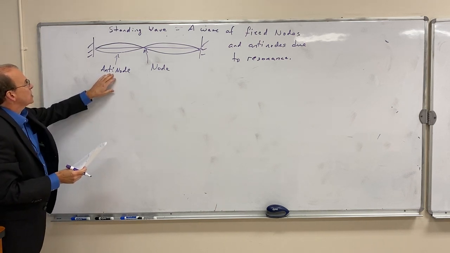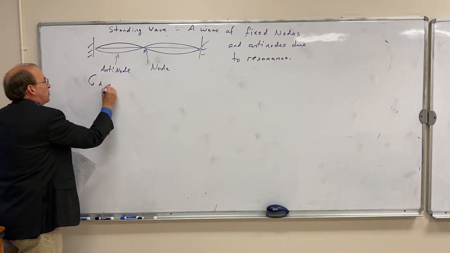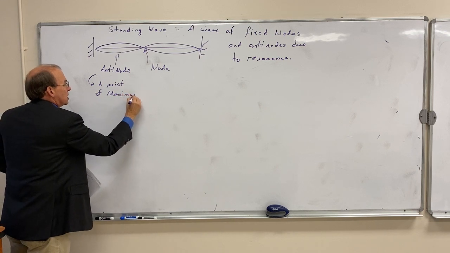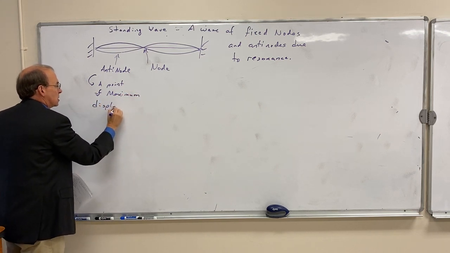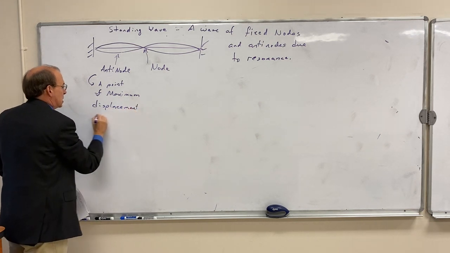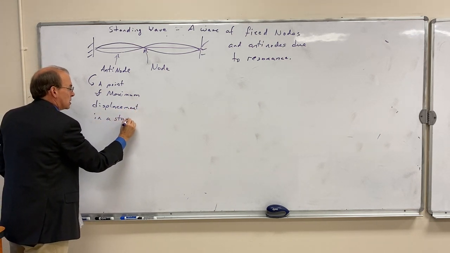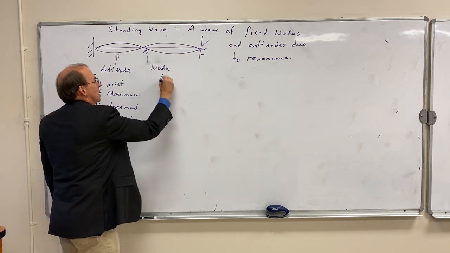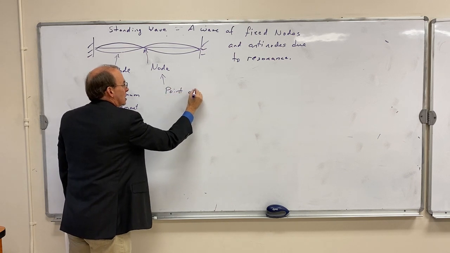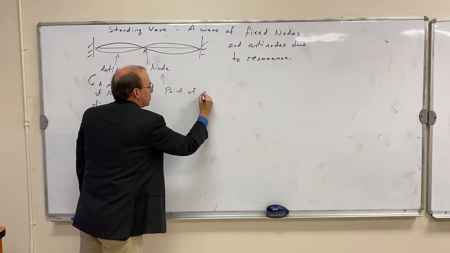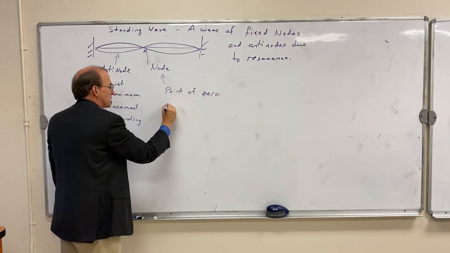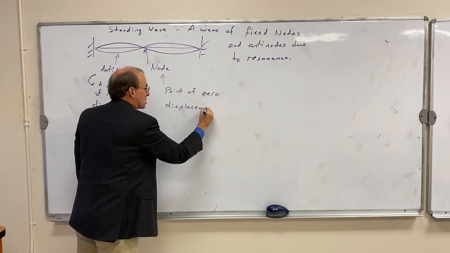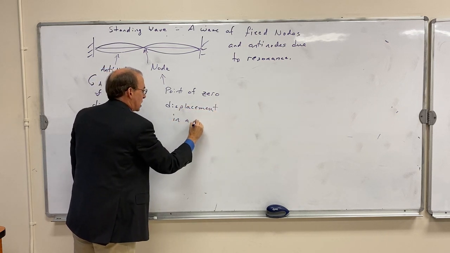So this antinode is a point of maximum displacement or motion, I'll call it displacement, in a standing wave. And a node is a point of zero or at least minimum motion in a standing wave. Let's call it zero displacement in a standing wave.